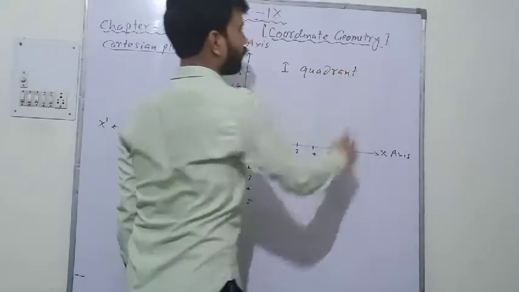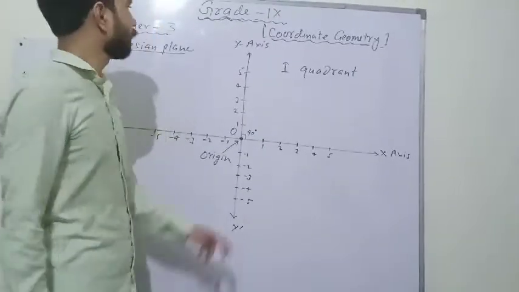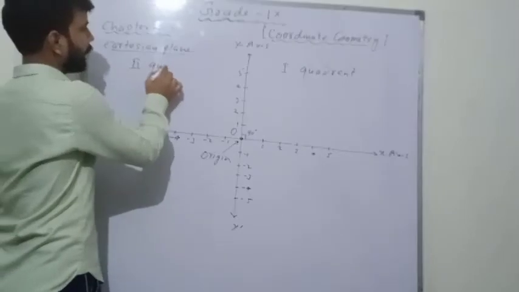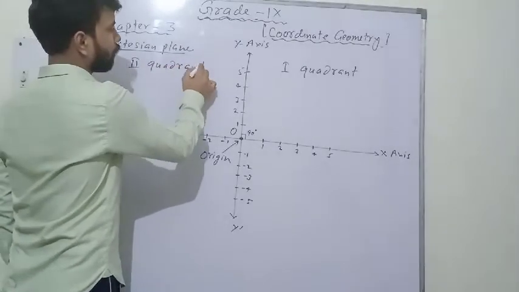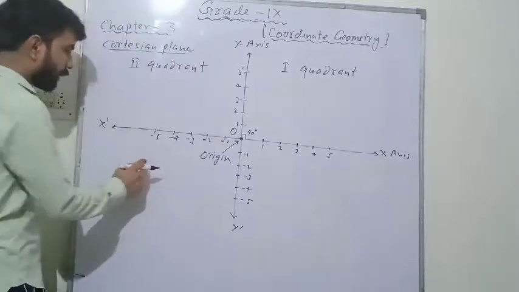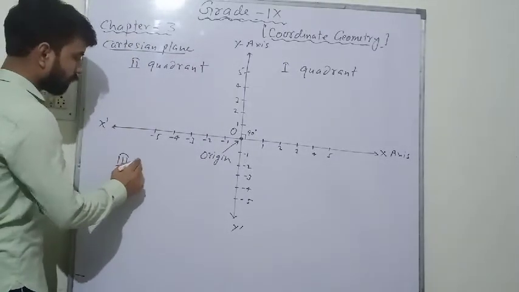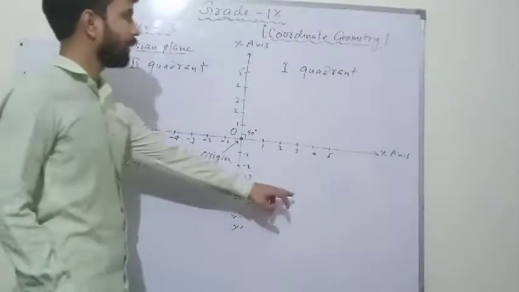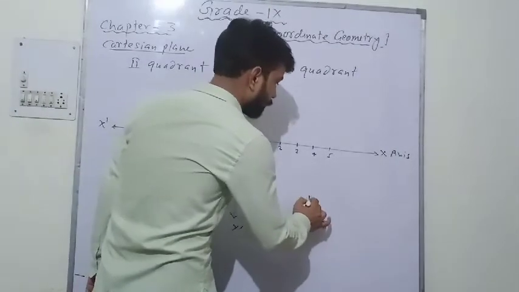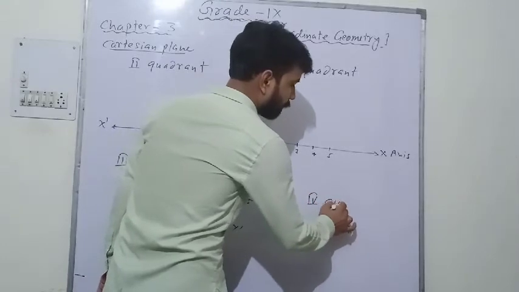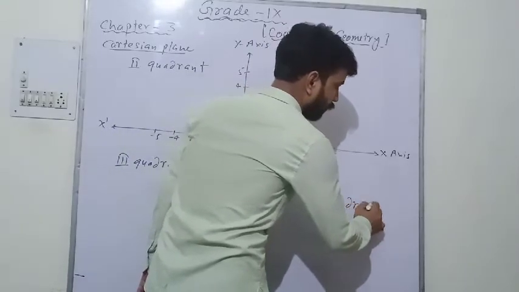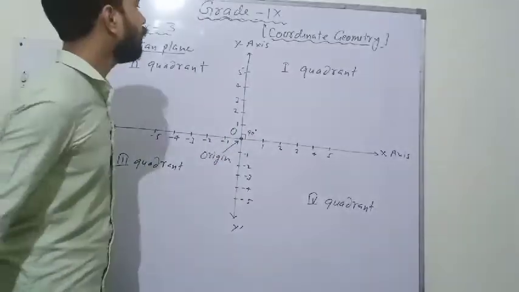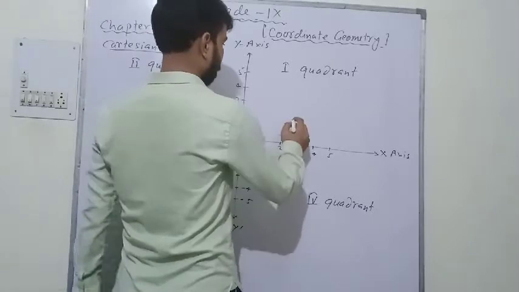This part is known as the first quadrant. Clear? This part is known as the second quadrant. This part is known as the third quadrant, and this part is known as the fourth quadrant. Understood? Okay.